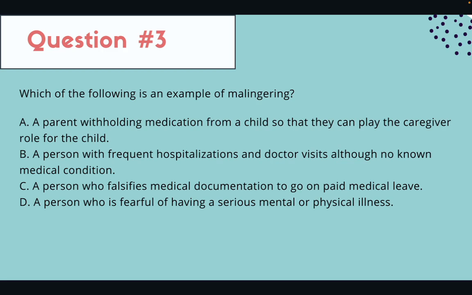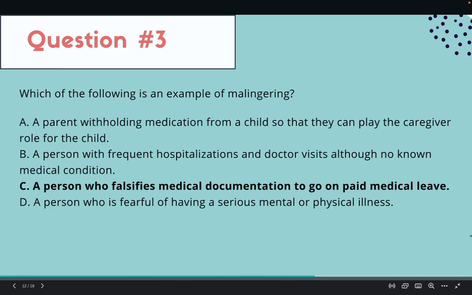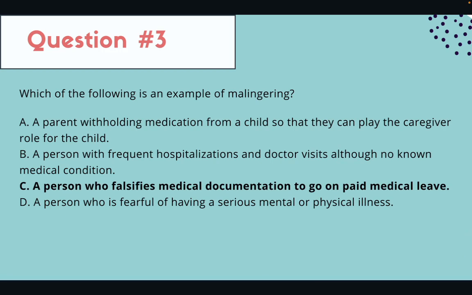So what do we think here? What do we know about malingering? Malingering is intentionally faking an illness or an injury or a condition for personal gain. So someone involved in malingering is wanting to achieve some sort of goal. So the correct answer here would be C, a person who falsifies medical documentation to go on medical leave, right?